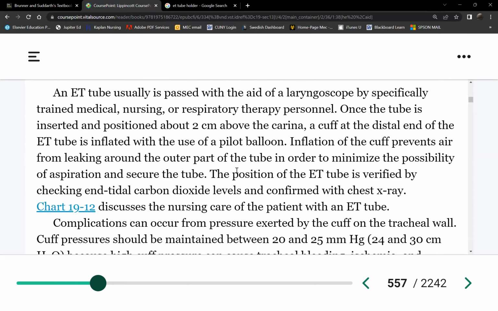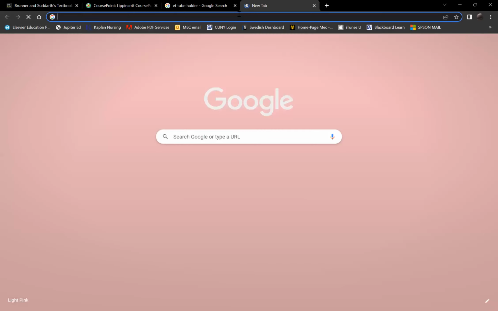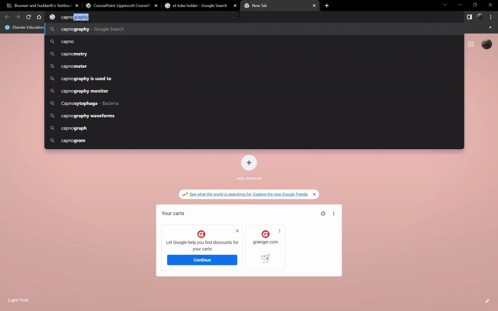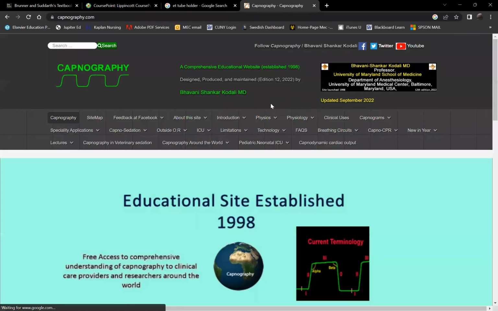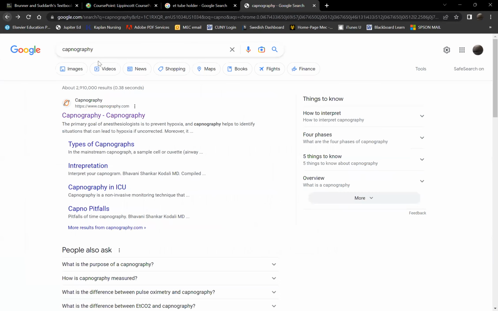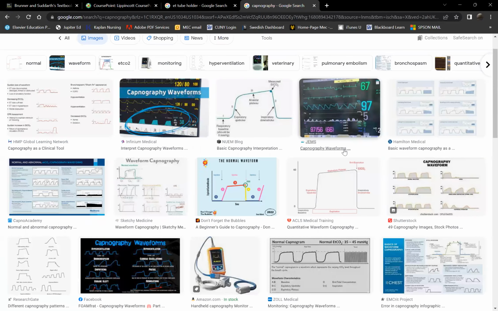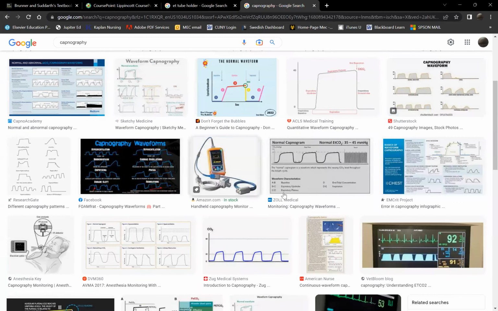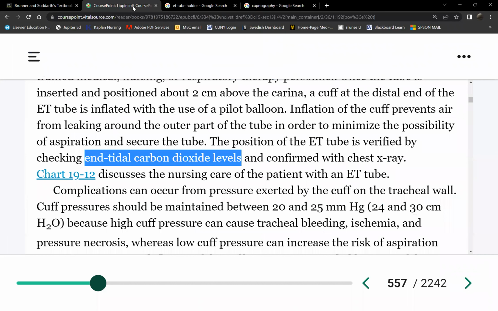So the other way is checking the end-tidal CO2 level. What is an end-tidal CO2 level? We measure that using a capnographer. Capnography, yes. It's a device. There are handheld capnographers like this one. We also have machines, the same size as your blood pressure machines. This device will detect carbon dioxide levels.